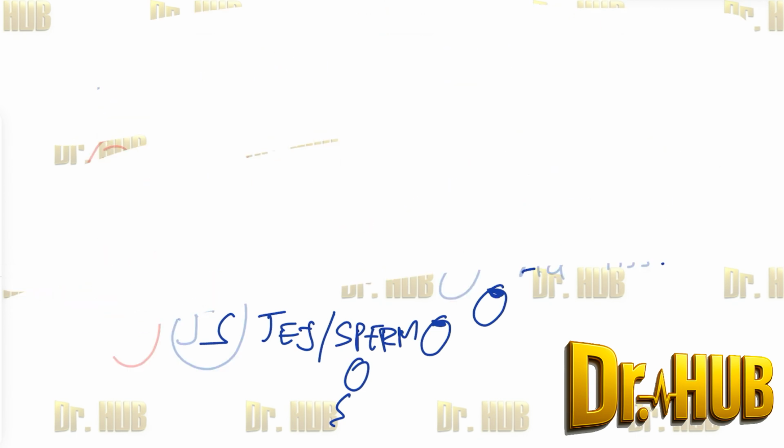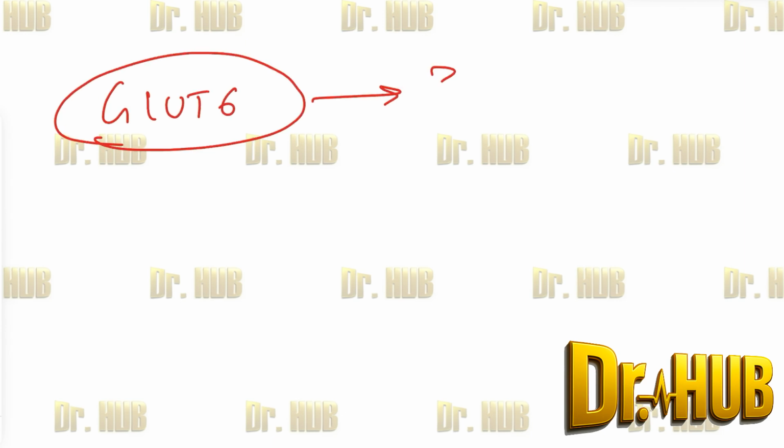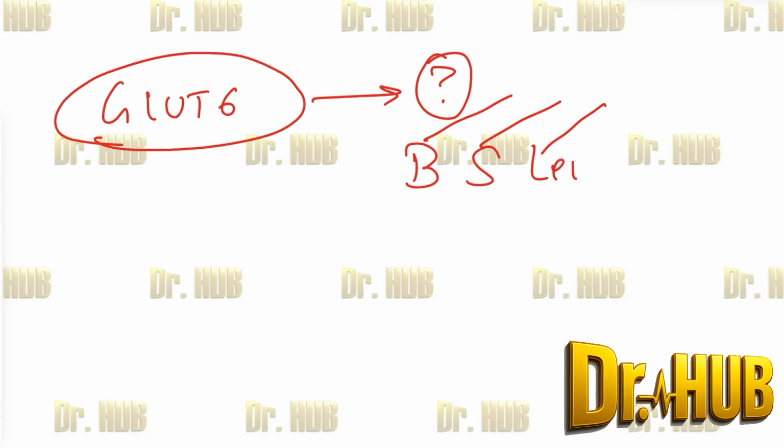Then moving on to GLUT6. What is special about GLUT6? The function is still unclear, and it is present in the BSL. What is BSL? It's for brain, spleen and leukocytes. The S is not for small intestine, it is for the spleen, and B is for the brain.